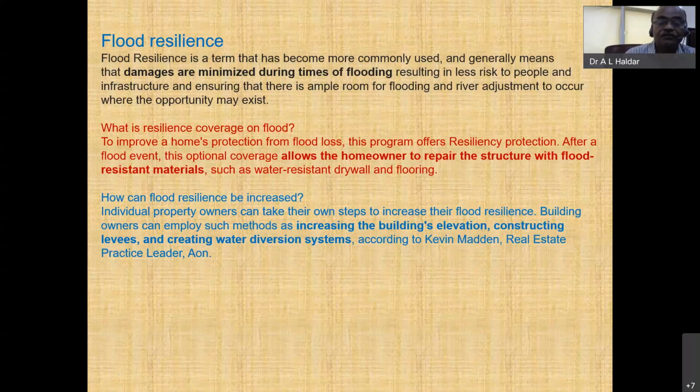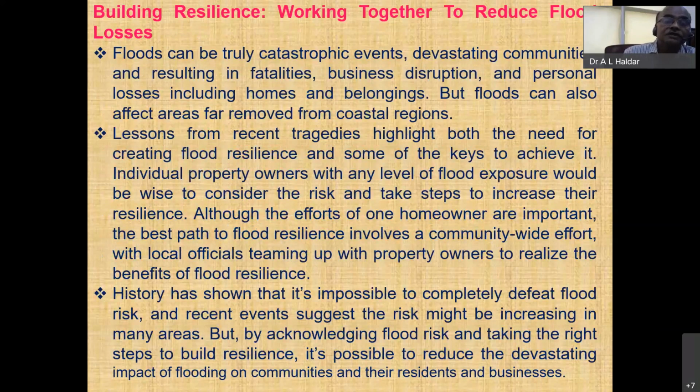How can flood resilience be increased? Individual property owners can take their own steps to increase their flood resilience. Building owners can employ such methods as increasing the building elevation. A building should be elevated, and constructing levees. These levees are repaired so that some flood protection takes place, and water diversion is taken as a plan. Similarly, these are the three points for building resilience. You can read them out.